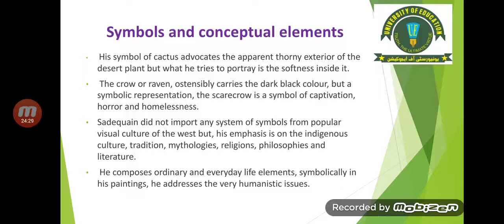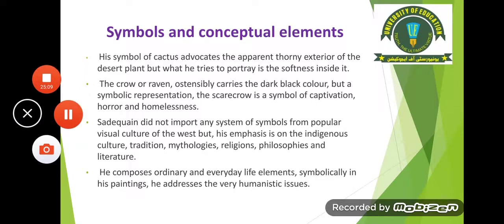His symbol of cactus advocates the apparent thorny exterior of the desert plant, but what he tries to portray is the softness inside it. As we know that cactus is a plant which can survive in very severe conditions with very limited water, especially in deserts, but it also has the quality at the same time to give flower.